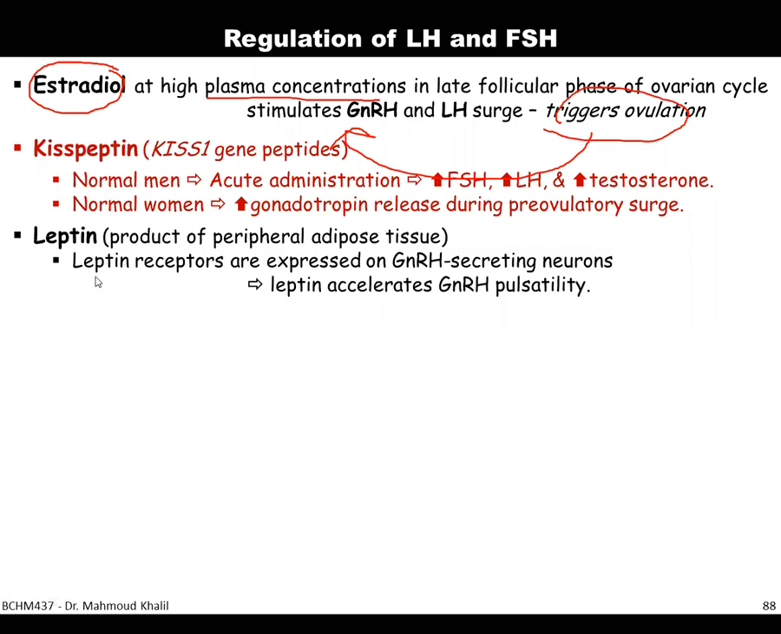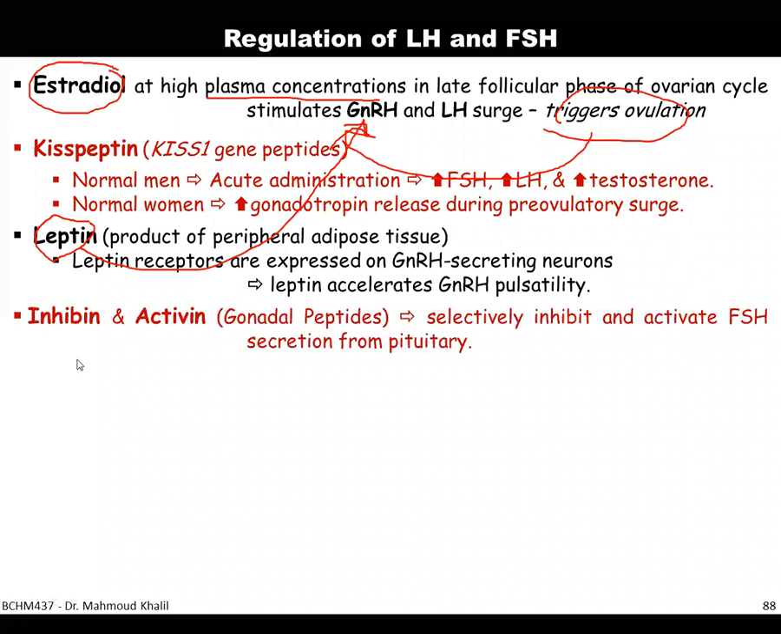Leptin has receptors, and they are expressed on the gonadotropin releasing hormone secreting neurons. So the receptor of leptin is on the neurons in the hypothalamus that secrete gonadotropin releasing hormone. And they found that this leptin hormone accelerates the gonadotropin releasing hormone, and will accelerate its pulsatility activity.